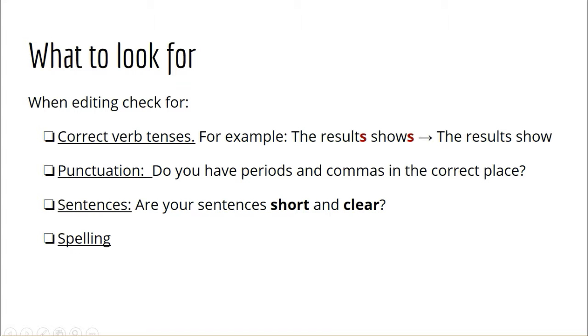Punctuation. Do you have periods and commas in the correct place? Remember, when you are editing, you can often use periods to replace commas, making your sentences shorter and more clear. And then finally, check for spelling.